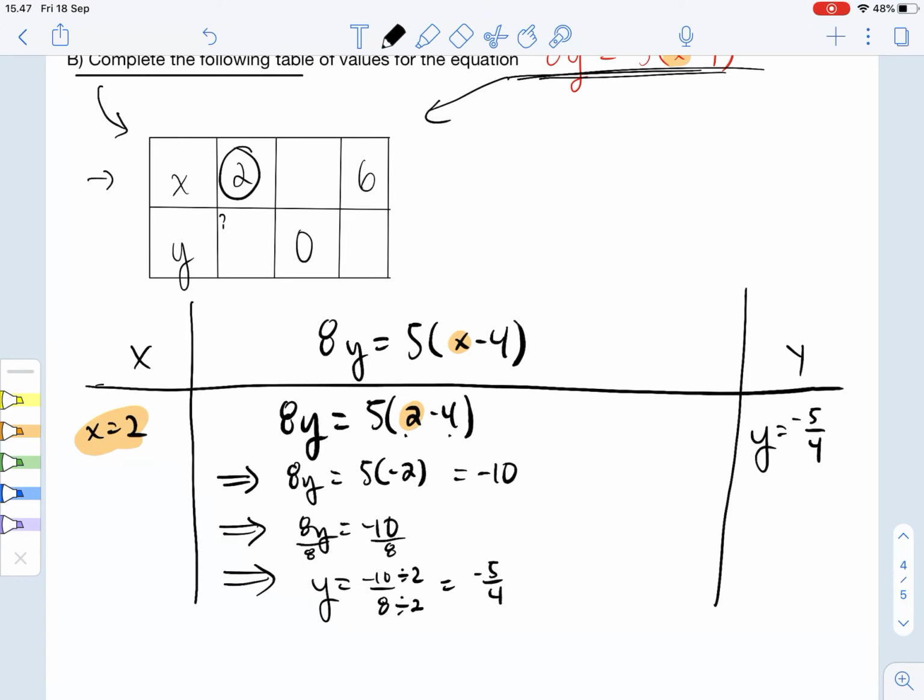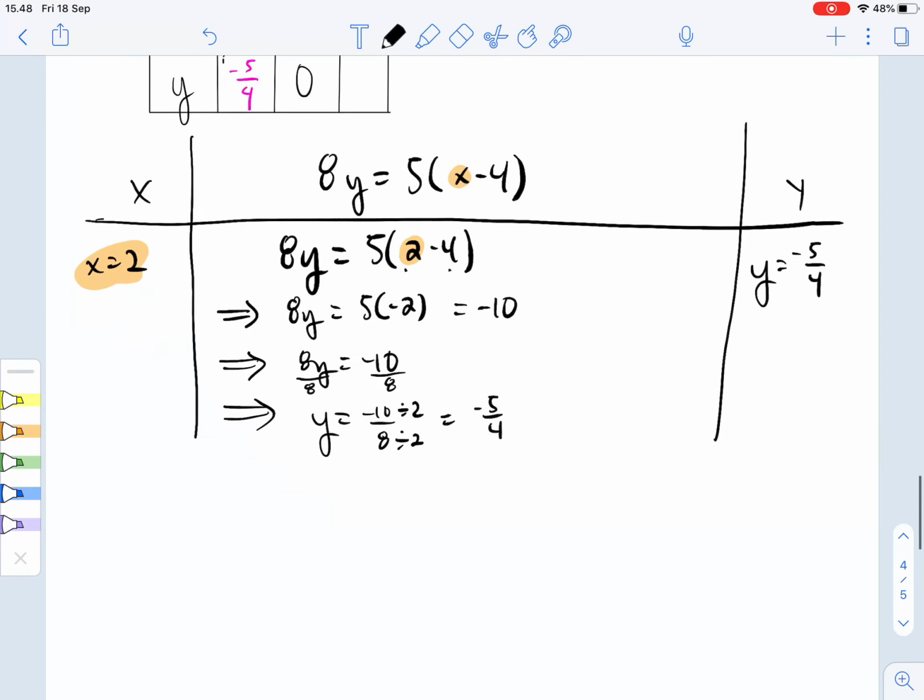Boom. I'm going to fill in my table here. Question mark no longer. Oh no, that's not what I wanted to do. All right, we'll just leave the question mark, I guess.